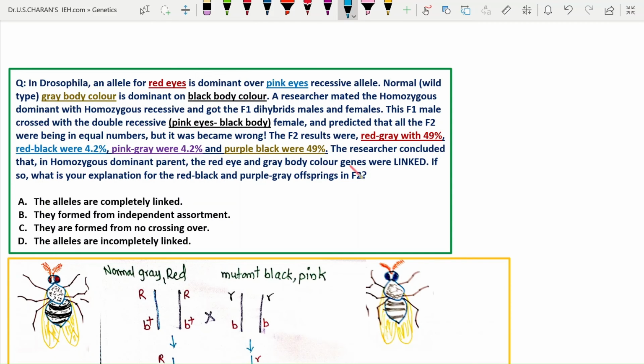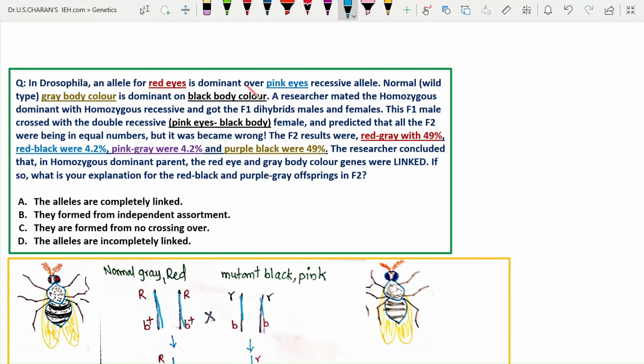The question may be long, but we have to fragment the question into different parts. Then we can get the answer easily. In Drosophila, an allele for red eyes is dominant over pink. Normal wild type grey body color is dominant over black body color. This is the double dominant parent and the double recessive parent. So we have to draw the chromosomes. Two parents are taken, and on these two parents we have to label the genes.